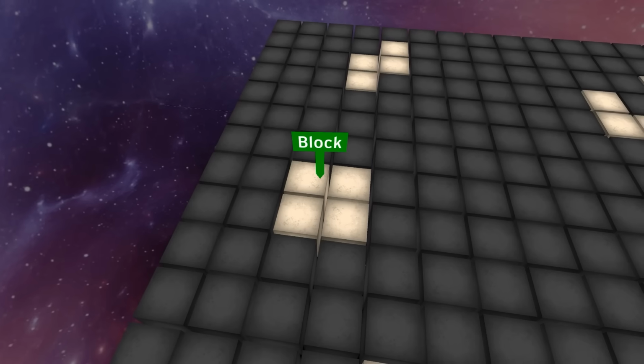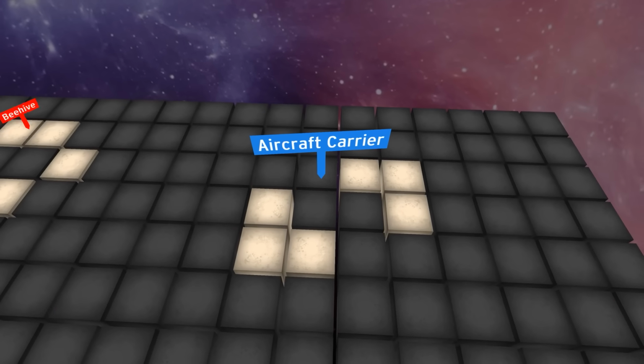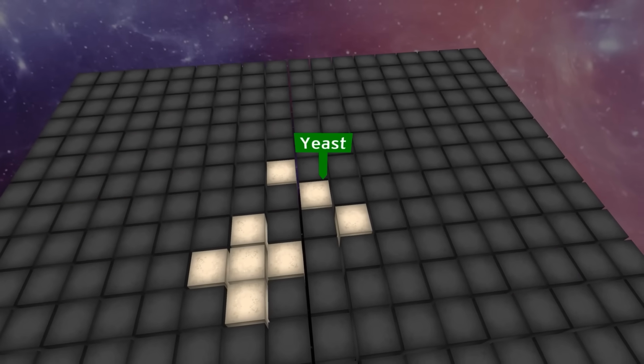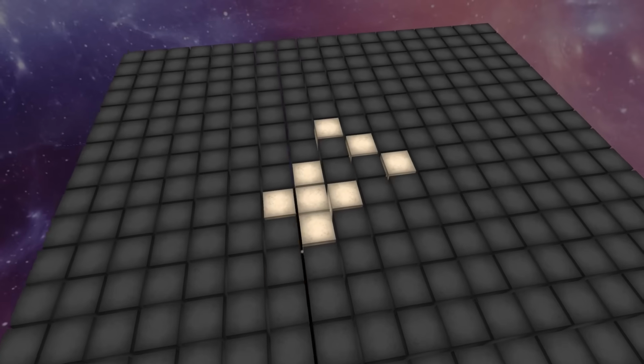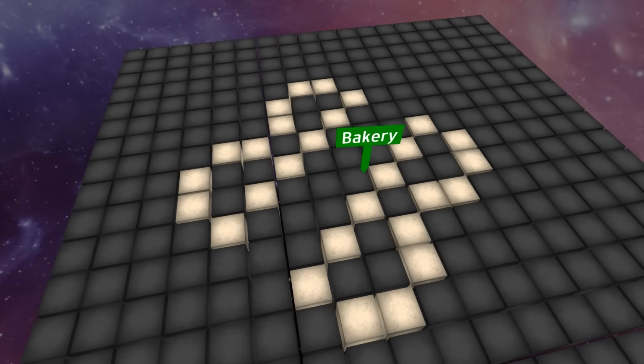In addition to the block, other still lives include the beehive, the aircraft carrier, the loaf, the biloaf, and this formation called yeast, named by James Harford in 1971, which will evolve into a bakery, a constellation of 4 loaves.